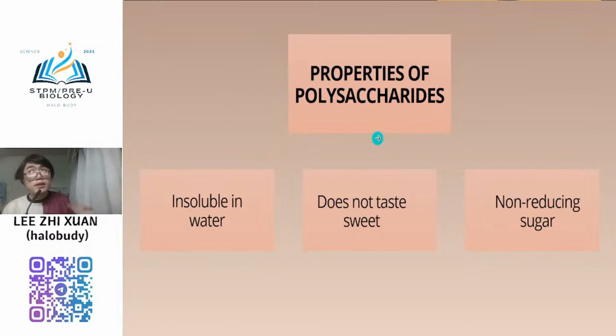So one example of polysaccharide is rice. When you eat rice, rice is carbohydrate, right? The main food you eat every day. Do you taste that rice is sweet? No, it is not sweet. Not sweet.